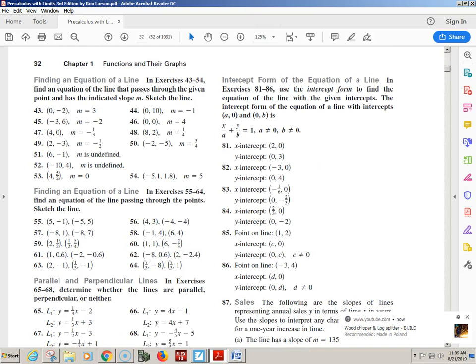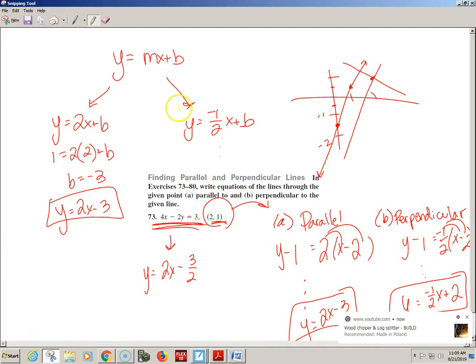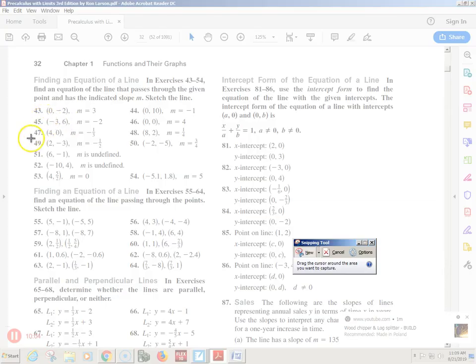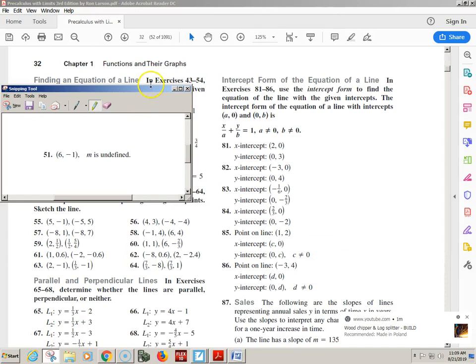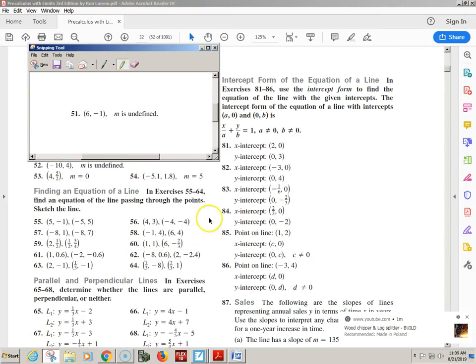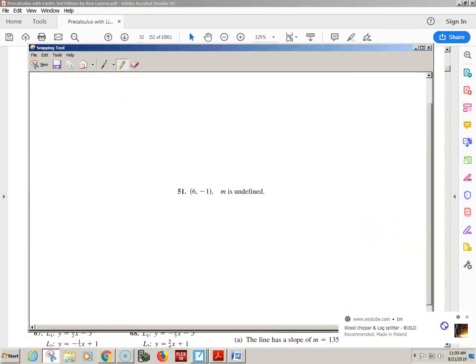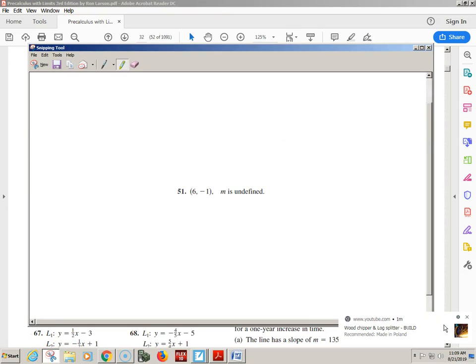Number 51, you're supposed to find an equation of a line given funny clues. And the funny clues that you guys have involve a point and an undefined slope. What did we talk about yesterday with undefined slope? When would you be undefined? What kind of slope would you be skiing?